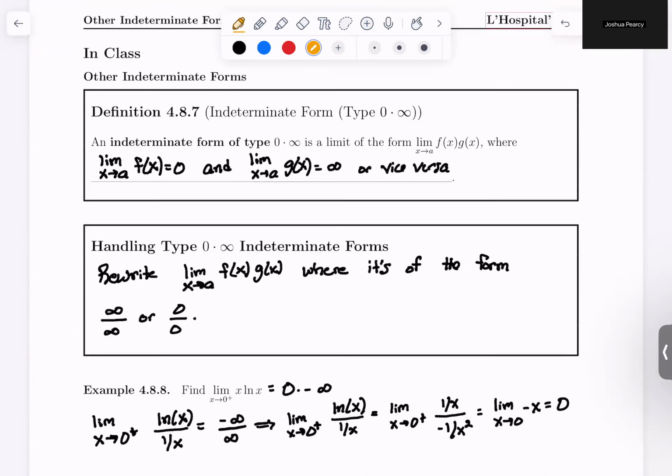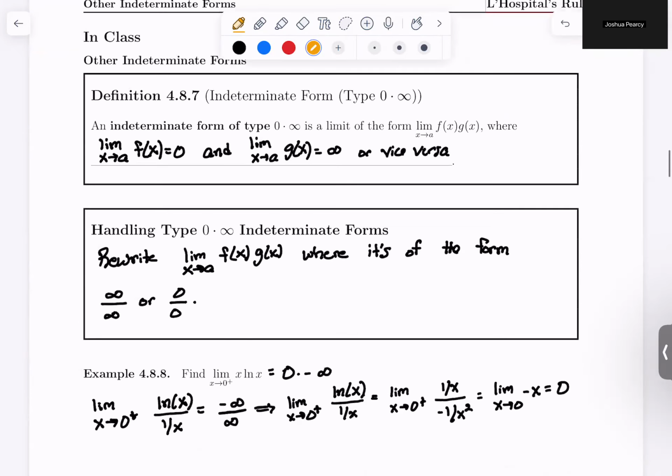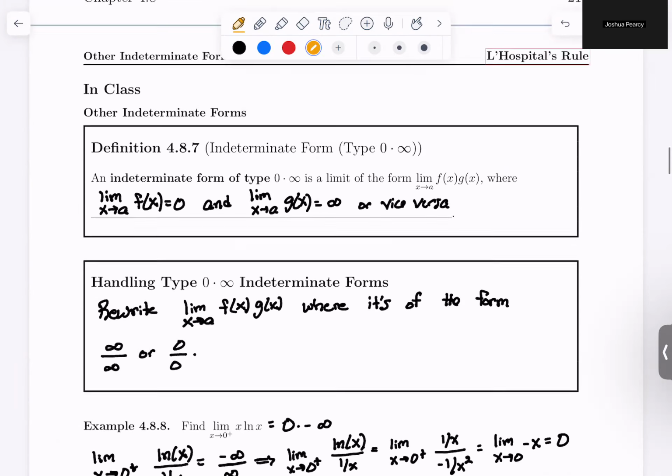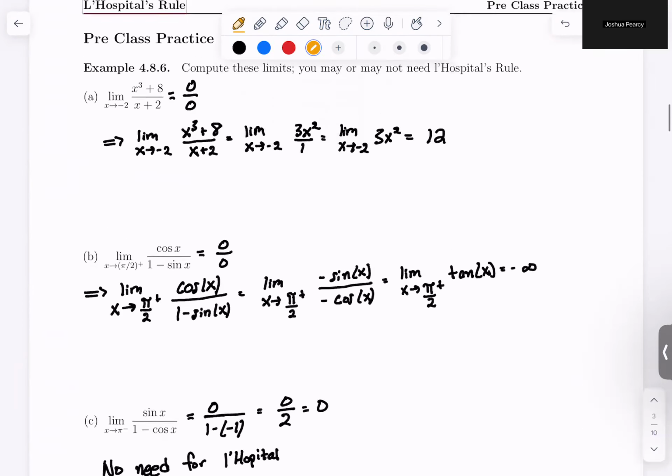So now how do we handle these indeterminate forms? What we want to do is try to rewrite this limit of f of x times g of x in the form infinity over infinity, or 0 over 0, when we take the limit. And once we have that, we can apply L'Hopital's rule, just like how we did in the examples on these problems.